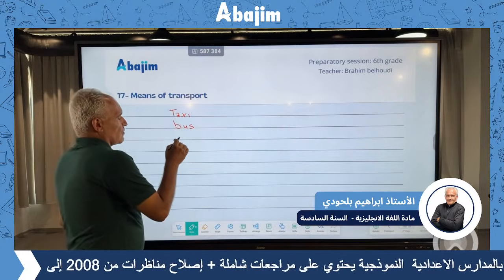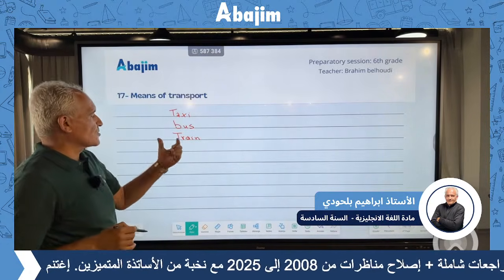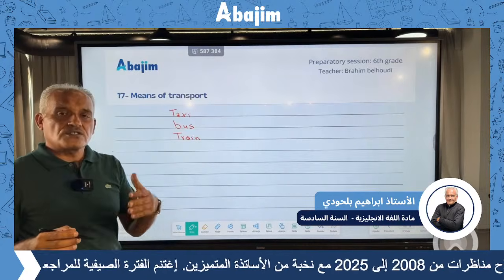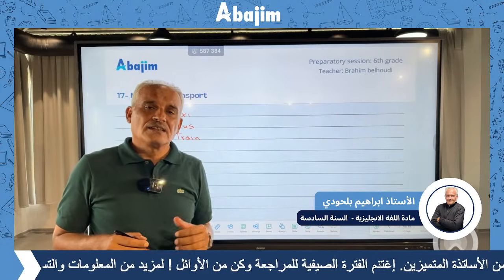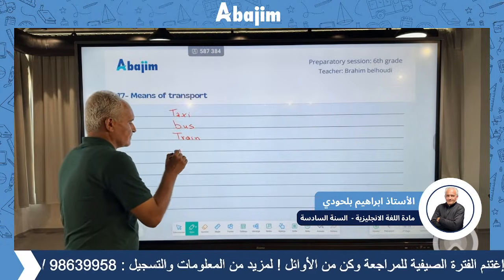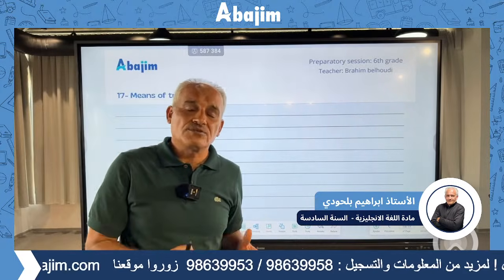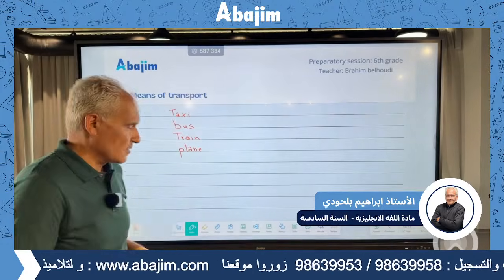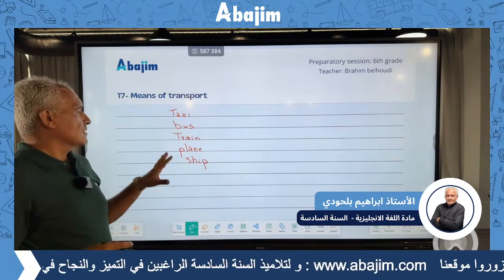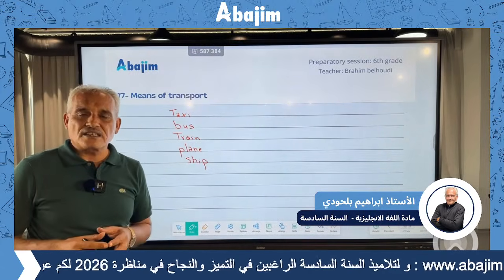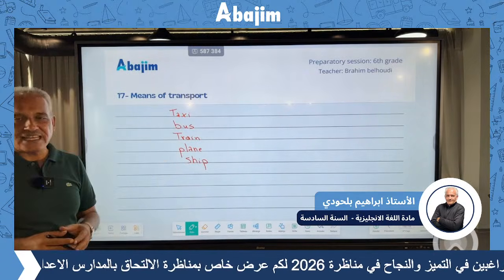Bus. Then we have the train. Okay, train. Then if you want to go abroad, that means to go to another country, you fly on planes, for example, plane. If you like to travel by sea, that means you sail, you travel by ship. It is the ship. So these are some among the means of transport people commonly use. So we have taxi, bus, train, plane, and ship.